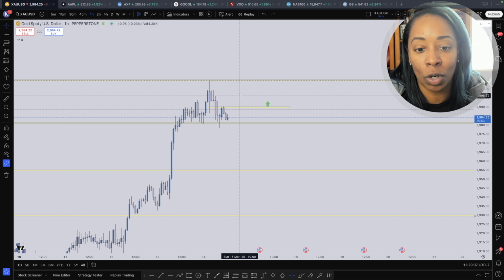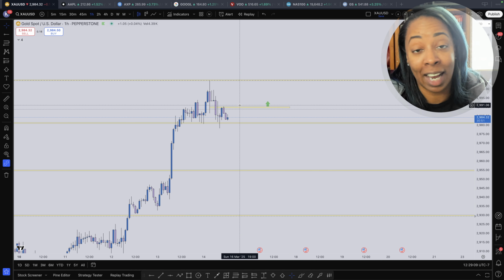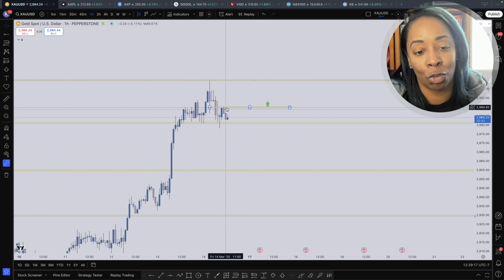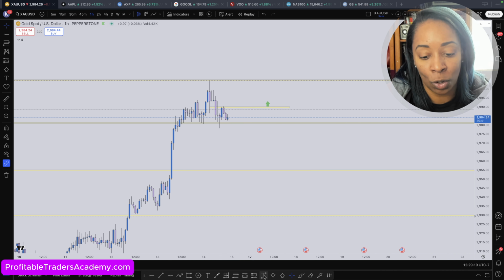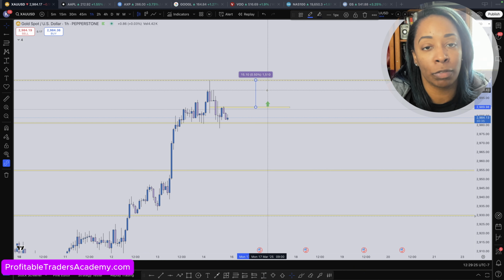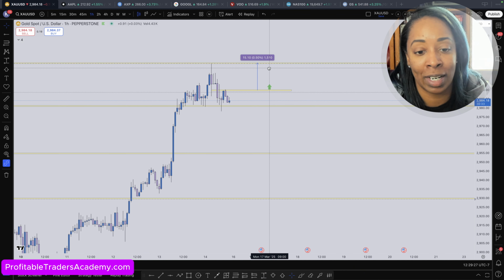I was looking for this setup this week, actually today, but price just chopped around way too much in order for me to actually get a good entry. So this is what I'm looking for next week. And then of course, I'm looking for price to push all the way up here. This is about 151 pips, perfect with my trading plan.